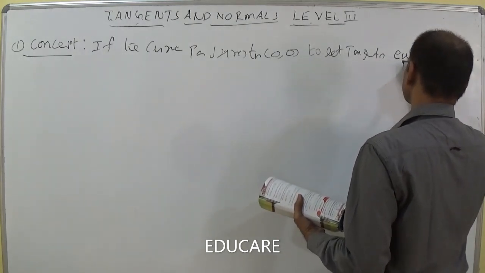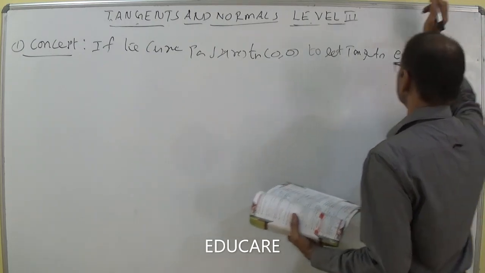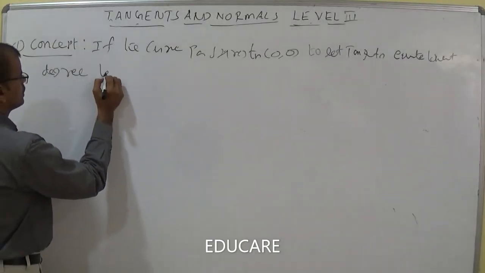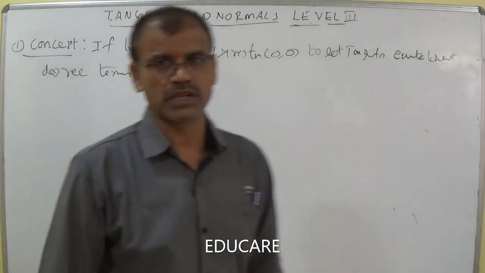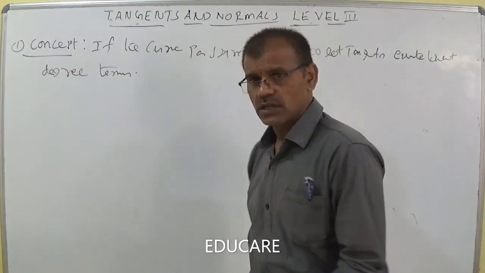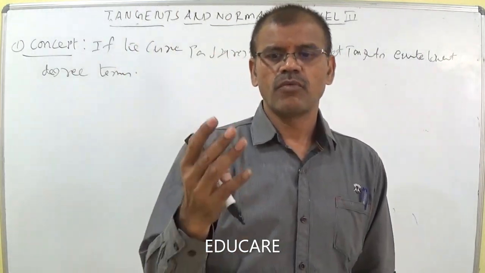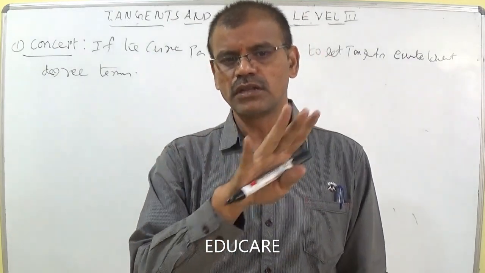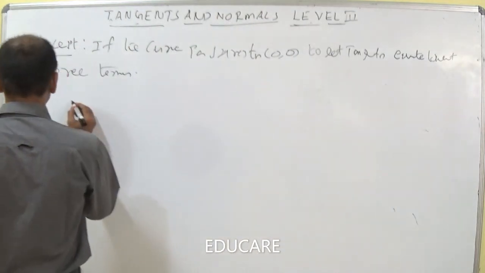equate the lowest degree terms. Lowest degree means smallest degree. Lowest degree or smallest degree terms, that's all. We do not equate the highest degree terms. What is the lowest degree? For example, y cube, y square, y: y cube is degree 3, y square is degree 2, y power 1 is degree 1. Here the lowest degree is 1. According to that concept, he is asking.